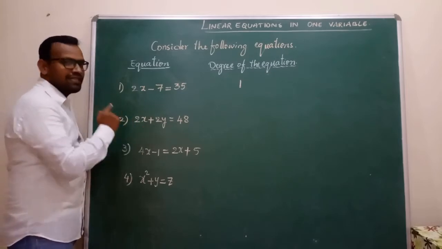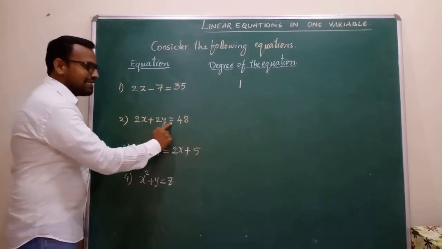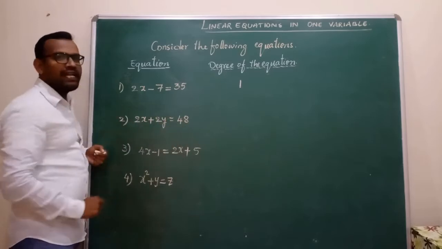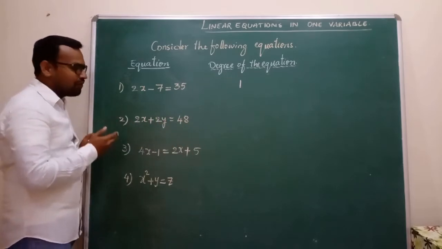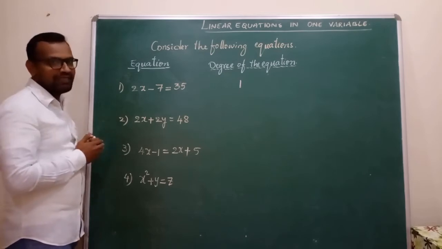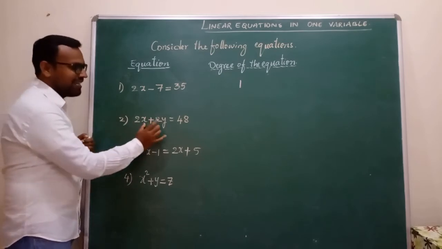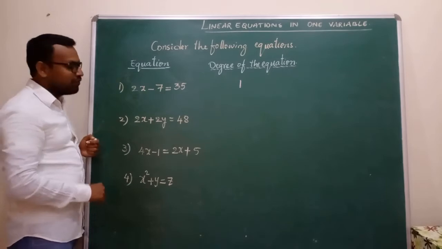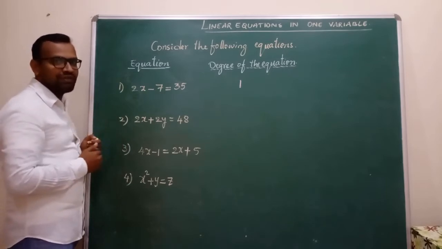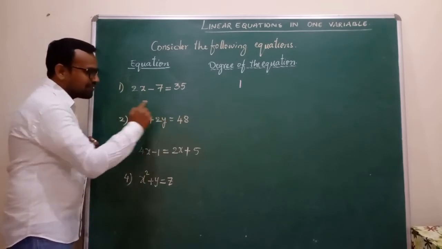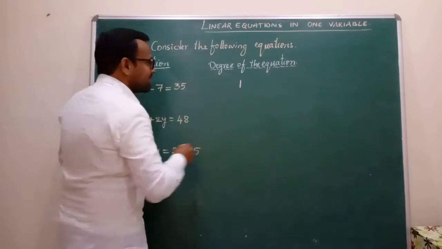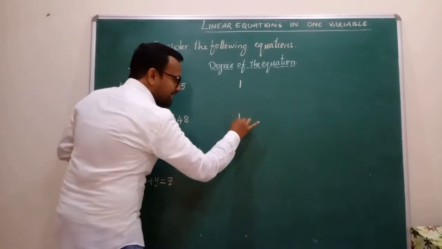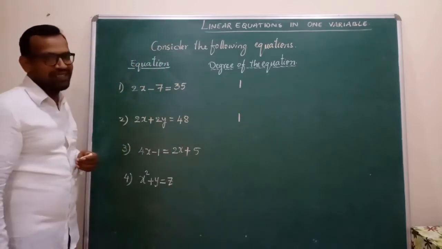2x plus 2y is equal to 48. Now, what are the variables present in this equation? X and y. And what are the powers of those variables? 1, 1. So, the highest power is 1 only. That means the degree of this second equation is also 1.